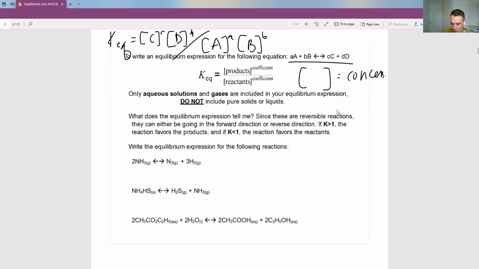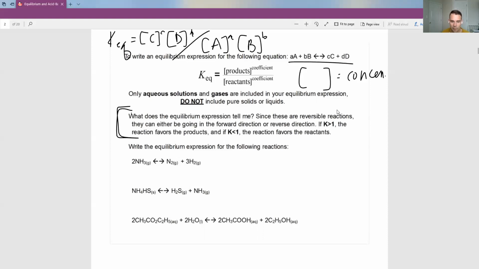Now, when we do this in reality in equations, only aqueous solutions and gases are included. We do not include pure solids or liquids. And so this chunk here is just saying K is greater than 1, the reaction favors the products. K is less than 1, the reaction favors the reactants. Because remember, you can go both forwards and backwards in this reaction, so we have to figure out what will we have more of?